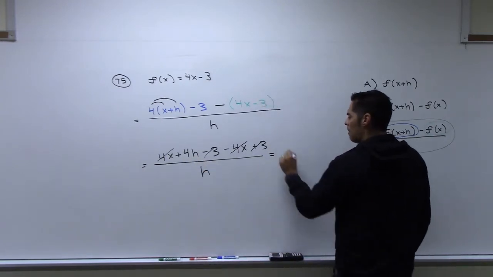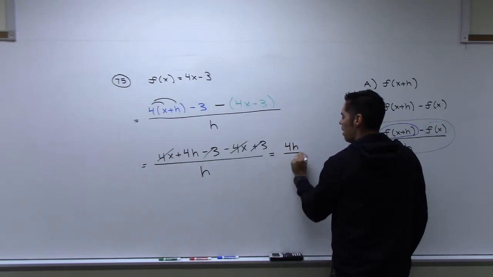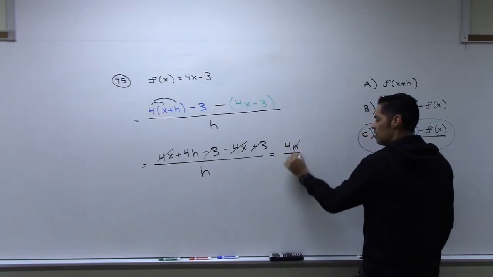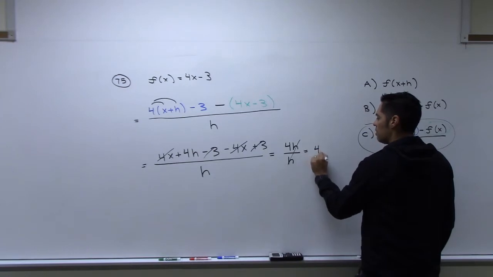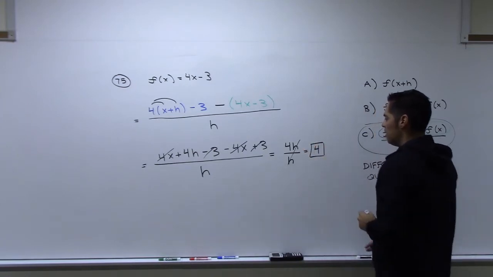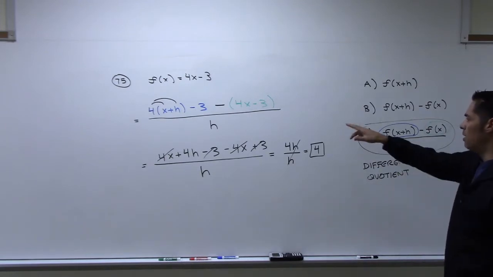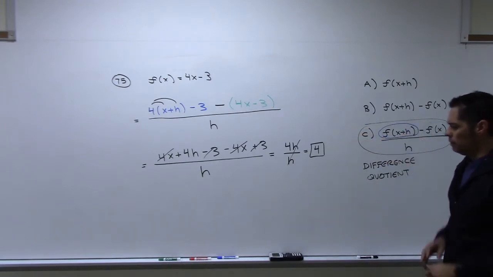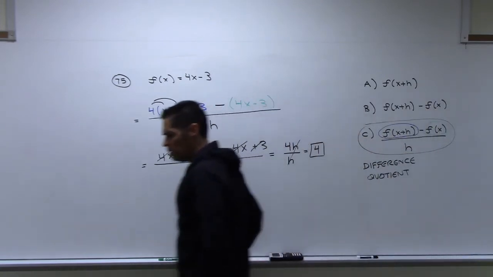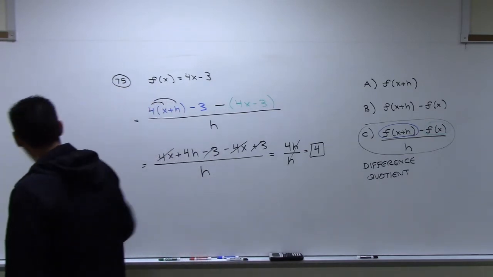All right, so on top I have 4h, and on the bottom I have h, and these h's can cancel, and your answer is 4. And that is it. So the difference quotient for this one is 4. Let's move on to the next problem.